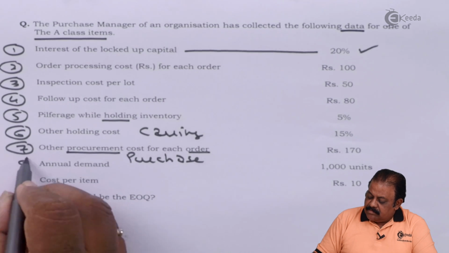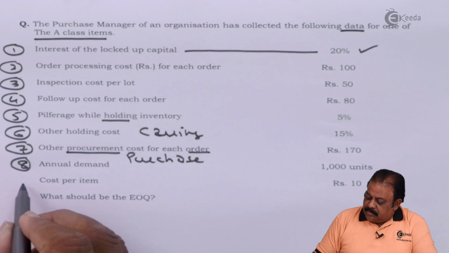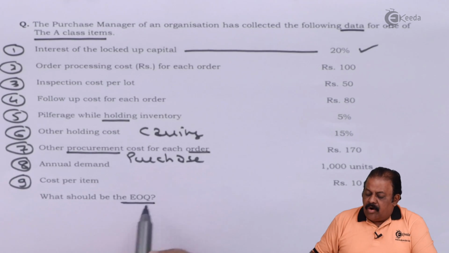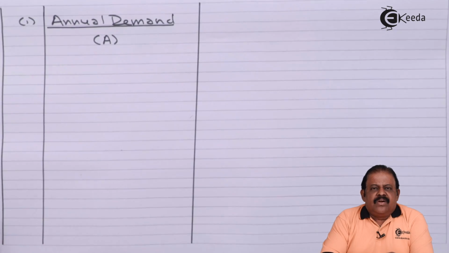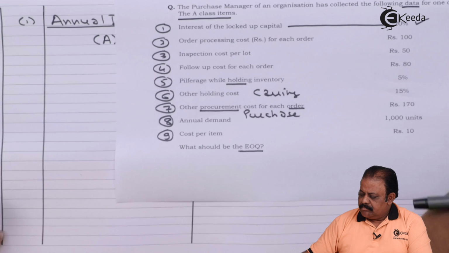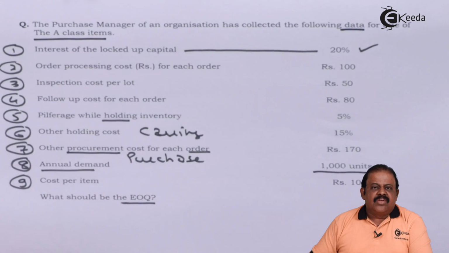Annual demand is given 1000 units. Cost per item, it is given rupees 10. What should be economic order quantity? First we will try to find out annual demand. It is clearly given in the question. Annual demand is 1000 units.